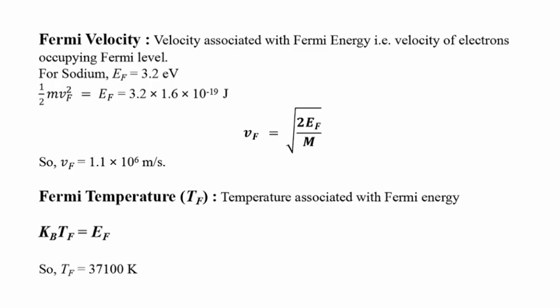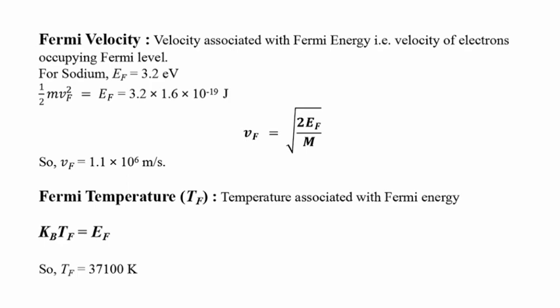Now we will introduce two terms, that is Fermi velocity and Fermi temperature. This is mainly important for mathematical calculations or numericals. So the velocity associated with the Fermi energy is called Fermi velocity, that means the velocity of electrons occupying the Fermi level. So for example, for sodium, the Fermi energy is around 3.2 eV. So all of you know that half m v_F squared is equal to E_F. So putting this value, we can find that the Fermi velocity is equal to 1.1 × 10^6 meter per second.